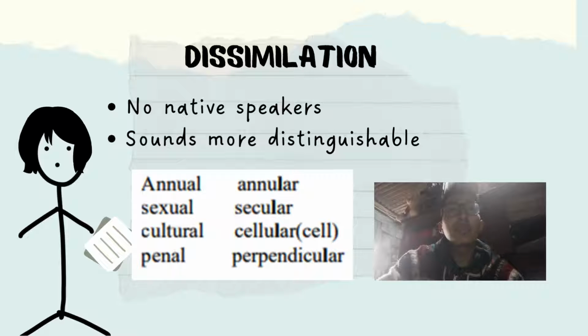Continuing with phonological rules, the other rule here is dissimilation. Dissimilation is when a sound changes one of its features to become less similar to an adjacent sound, usually to make the two sounds more distinguishable. This type of rule is often seen among people speaking a language that is not their native language, where the sound contrast may be difficult, so the rule is applied for ease of production and perception. For example, we have the words annual, sexual, cultural, penal, annular, secular, cellular, and perpendicular.